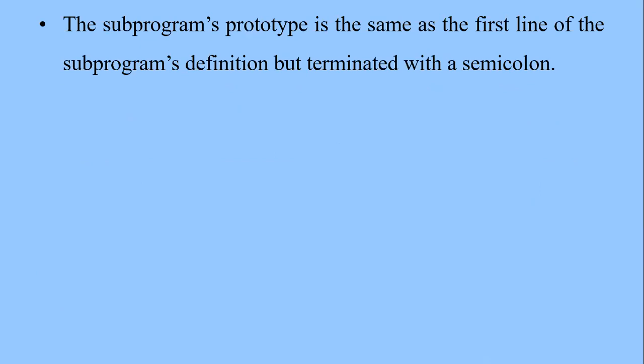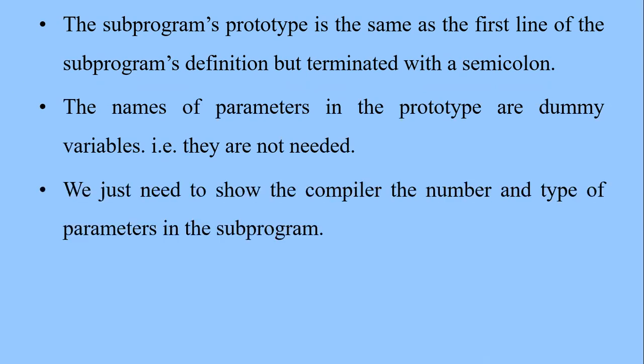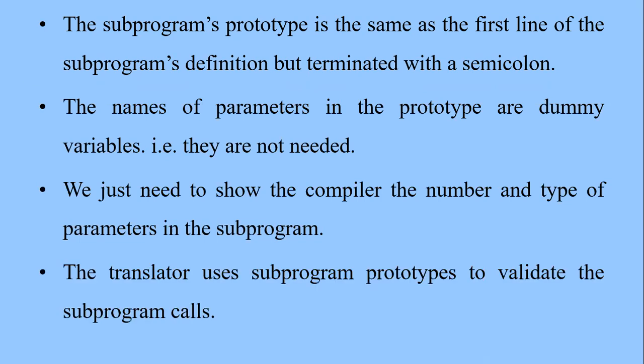The subprogram's prototype is the same as the first line of the subprogram's definition, but terminated with a semicolon. The names of parameters in the prototype are dummy variables. That is, they are not needed. We just need to show the compiler the number and the type of parameters in the subprogram. The translator uses subprogram prototypes to validate subprogram calls.